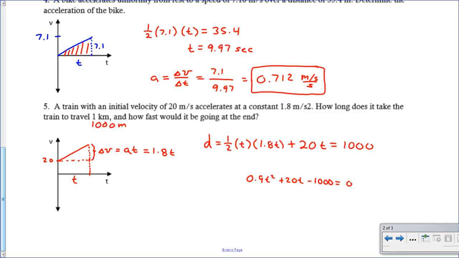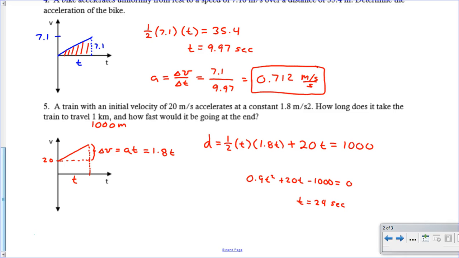Then what you can do is use the quadratic equation on this. It's negative b plus or minus the square root of b squared minus 4ac, all over 2a. And you can figure out what t is from that. I would recommend reviewing that process on your own if you need to. But what you should get from that is that t equals 24 seconds.